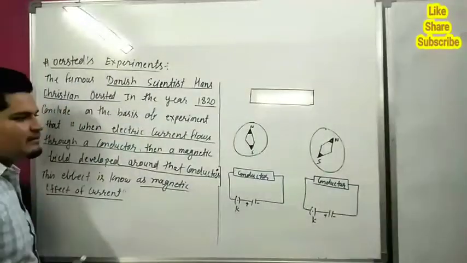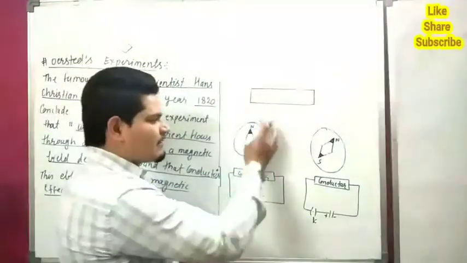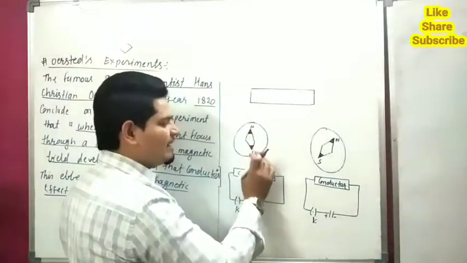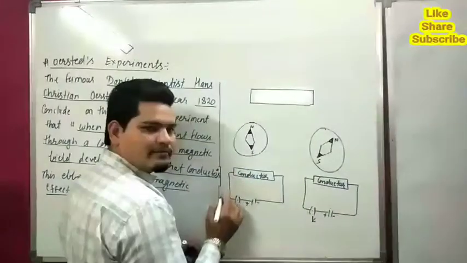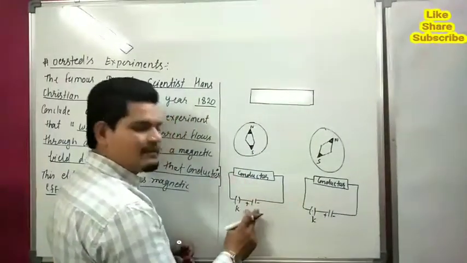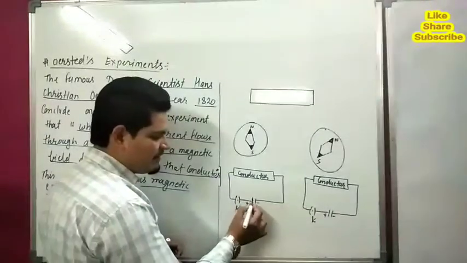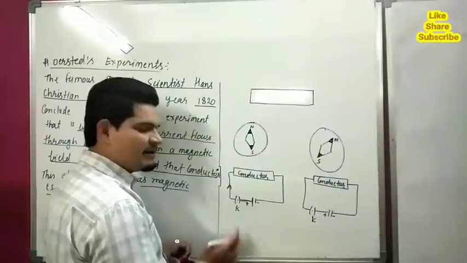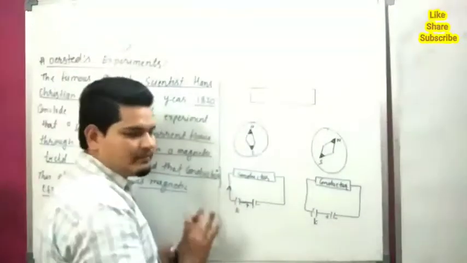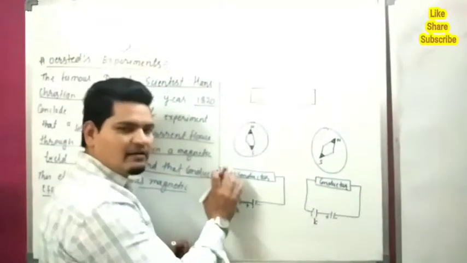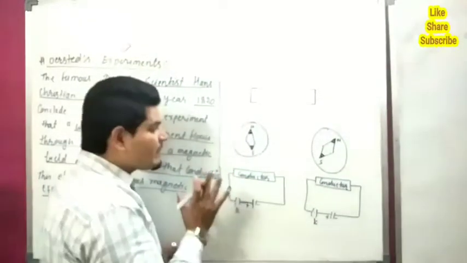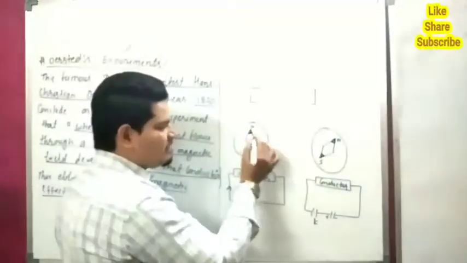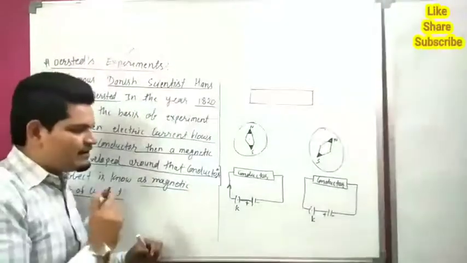So how did he prove that? He took a compass needle consisting of a north pole and a south pole, and he took a conductor connected to a battery. This is the negative terminal of the battery, and this is the positive terminal, and current flows from the positive terminal. But now the key is open, so current is not flowing in this conductor, and the needle does not show any deflection.